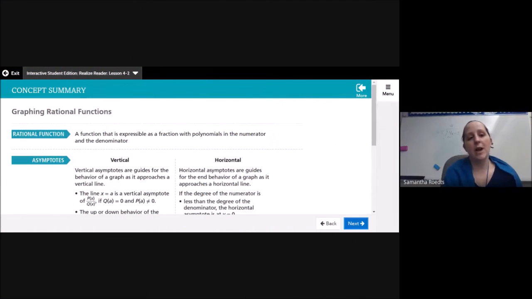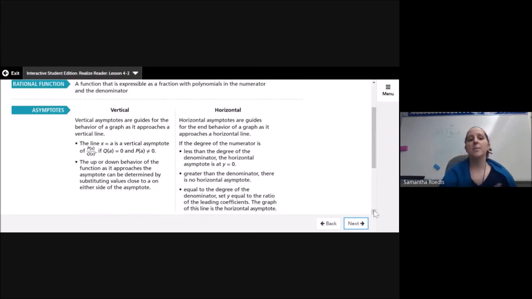All right, concept summary, graphing rational functions. So rational functions are functions expressible as a fraction with polynomials in the numerator and the denominator. So asymptotes, you have vertical and horizontal asymptotes. Vertical asymptotes are guides for the behavior of a graph as it approaches a vertical line. So the line x equals a is a vertical asymptote of p of x over q of x if q of a equals 0, then p of a cannot equal 0. The up or down behavior of a function as it approaches the asymptote can be determined by substituting values close to a on either side of the asymptote.